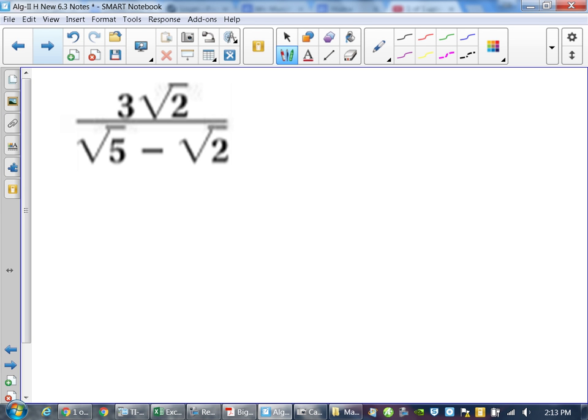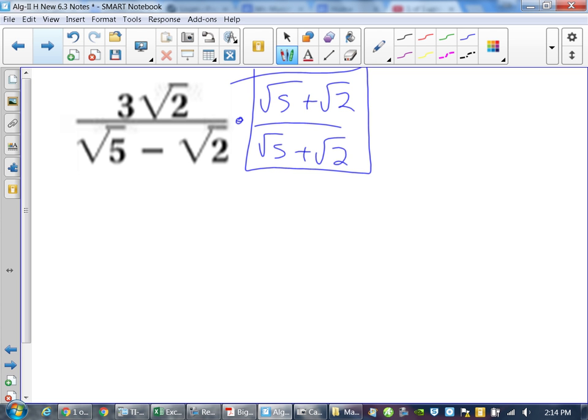So same idea here, I'm going to create a difference of squares. I'm going to use the same two exact values, but just change the sign in the middle. So the opposite of root 5 minus root 2 is root 5 plus root 2. And I do that to the top and bottom. Because what is this whole mess equal to? 1. All I'm doing is multiplying by some factor of 1.